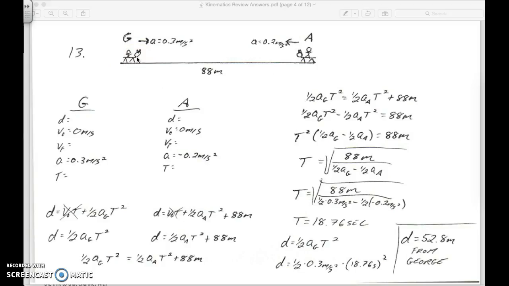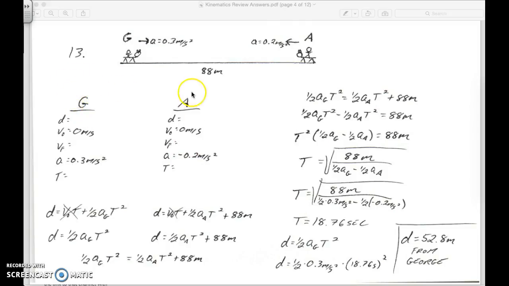This is a whole lot like the problem that we had with the Mythbuster cars, and we're going to solve it in a very similar way. We're just going to use slightly larger equations this time. So we have this acceleration of 0.3 meters per second squared, and this acceleration for Alfred of 0.2 meters per second squared. When we plug this one into our list of variables here, note that it's going to be negative because it's to the left.